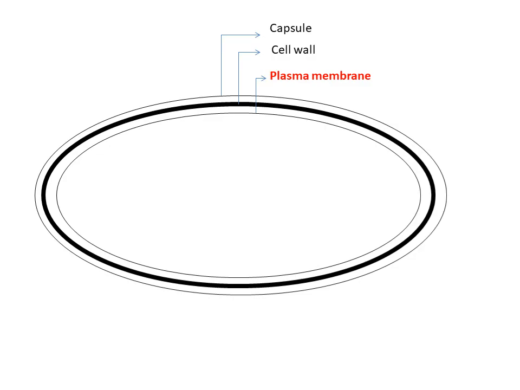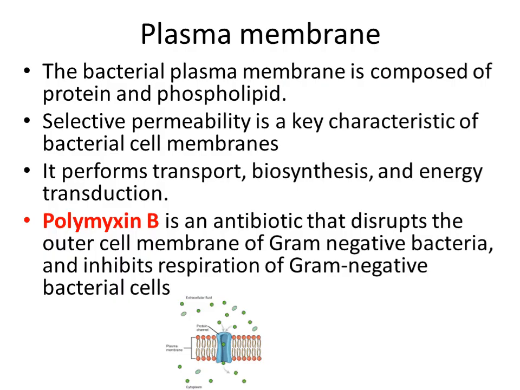Beneath the cell wall, a thin membrane is called the plasma membrane. It is very sensitive. It has a selective permeability character that is helpful for transport, biosynthesis and energy transduction. Majorly antibiotics such as polymyxin B inhibit the cell membrane, thereby showing their antibacterial activity.